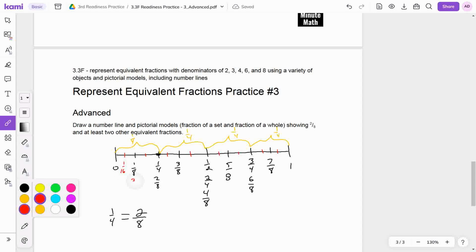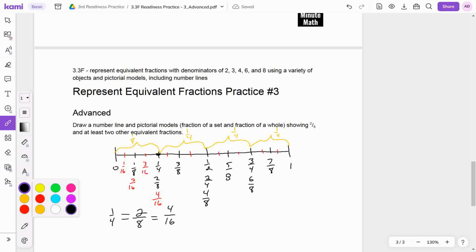So that's 1/16, 2/16, 3/16, and then we see right here 4/16. Now, hopefully you see the pattern. Look at my numerators. 1 times 2 is 2, 2 times 2 is 4. 4 times 2 is 8, 8 times 2 is 16. So we are definitely following a pattern there. So 2/8 is equal to 1/4 and 4/16.